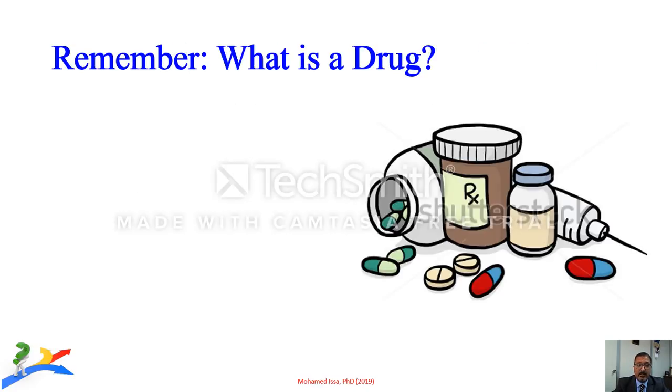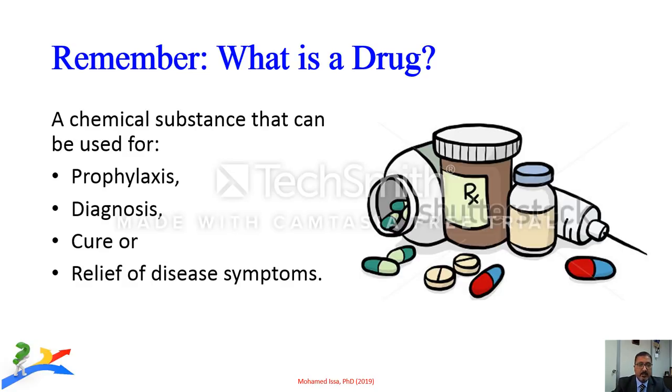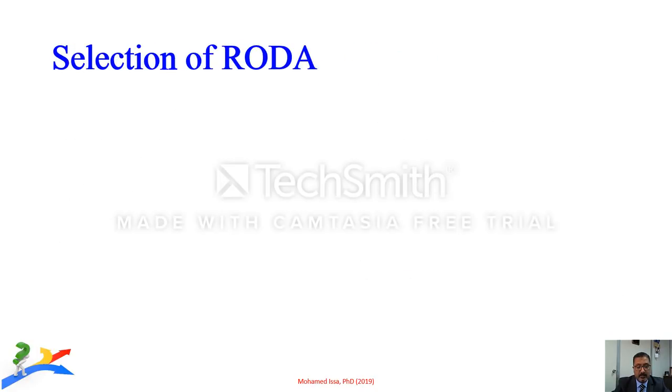Let me first remind you of the simple definition of a drug. What is a drug? Simply, a drug is a chemical substance that can be used for prophylaxis, diagnosis, cure, or relieving disease symptoms. The next question will be: on what basis do we select the route of drug administration? On what basis will we choose how the drug enters the body? Through what portal? Through what entry?